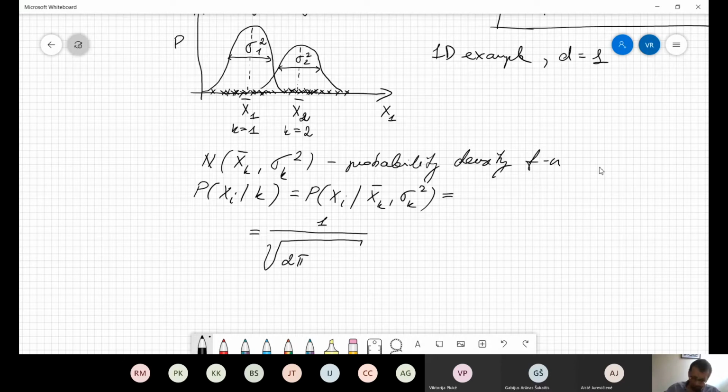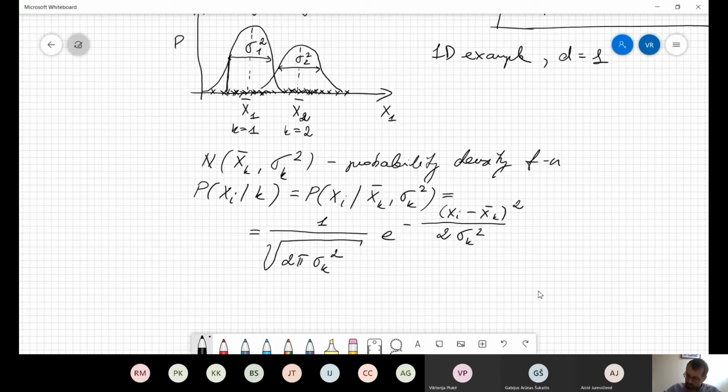This is 2 pi sigma_k squared, and e to the power of minus (xi minus the average) squared, divided by 2 sigma_k squared. Okay, so this is a function which you can calculate for the specific point, and you will know what the probability is, what the height of this function is at a given point.